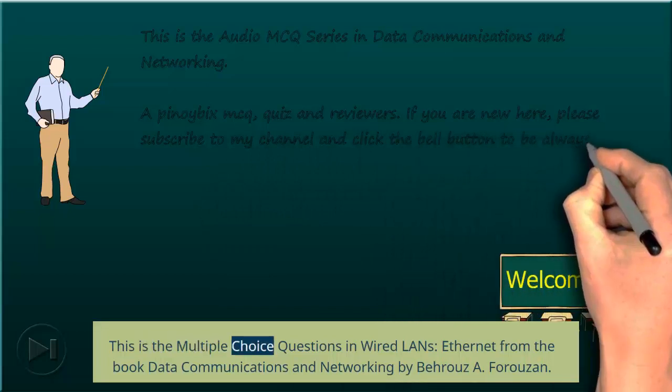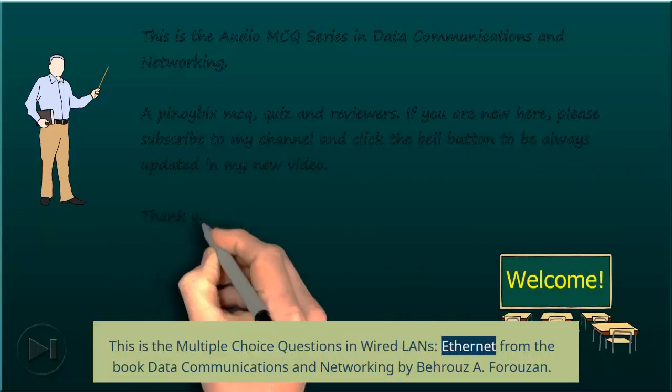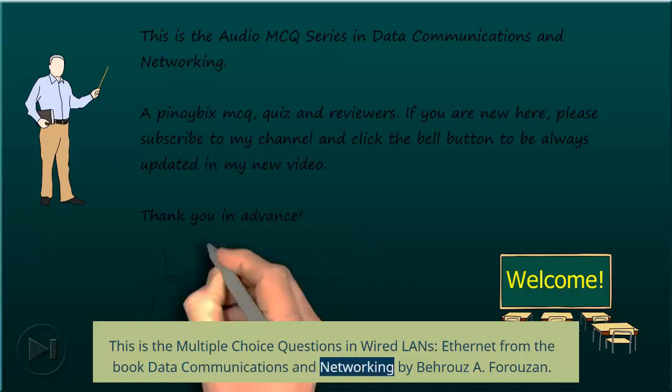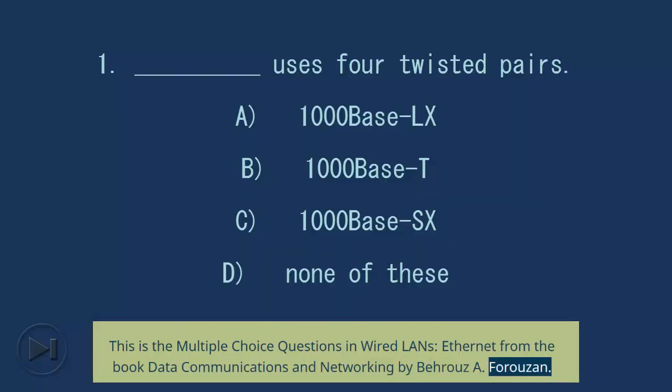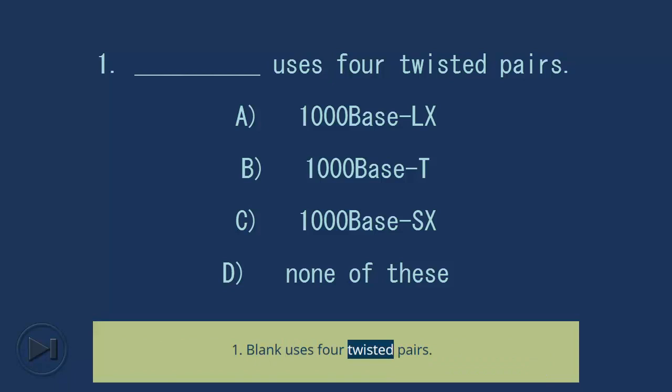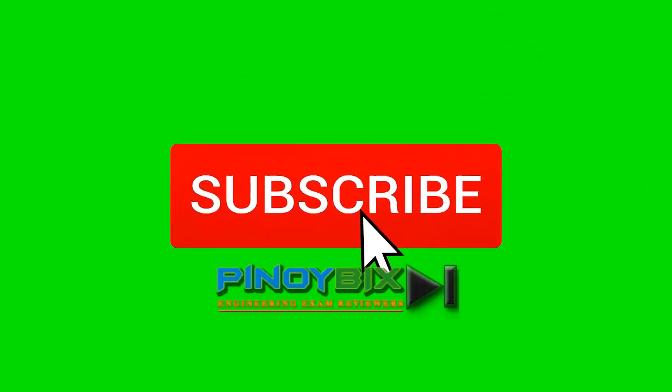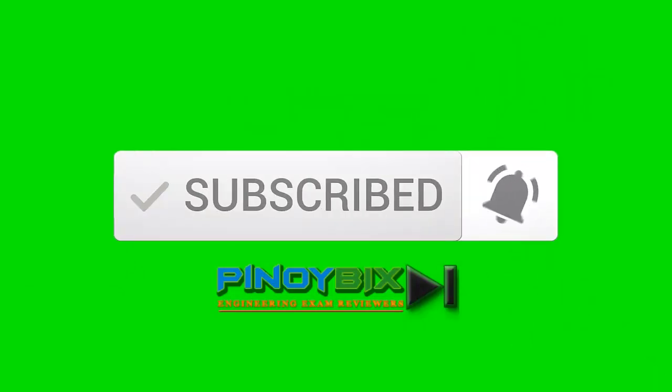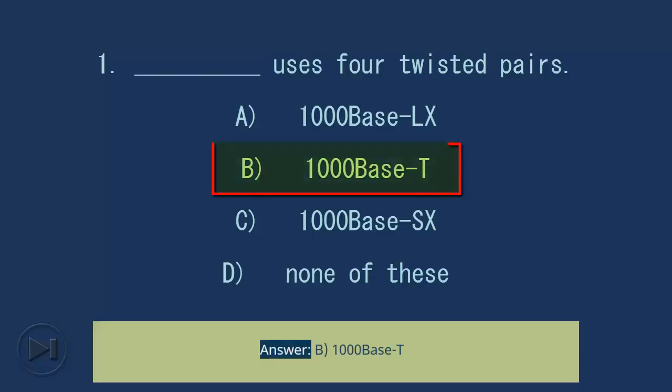This is the multiple choice questions in Wired LANs, Ethernet from the book Data Communications and Networking by Behrouz A. Forouzan. 1. Blank uses 4 twisted pairs. A. 1000Base-LX. B. 1000Base-T. C. 1000Base-SX. D. None of these. Answer, B. 1000Base-T.